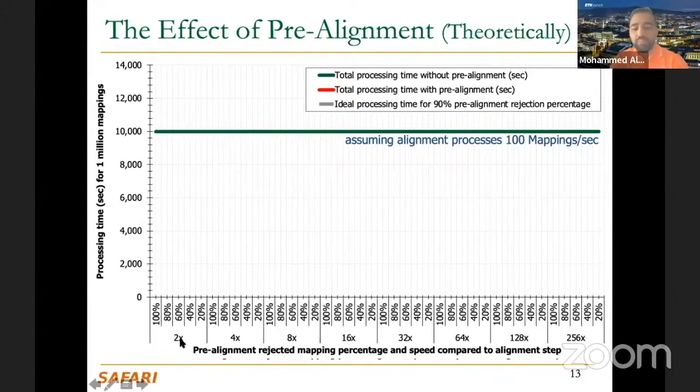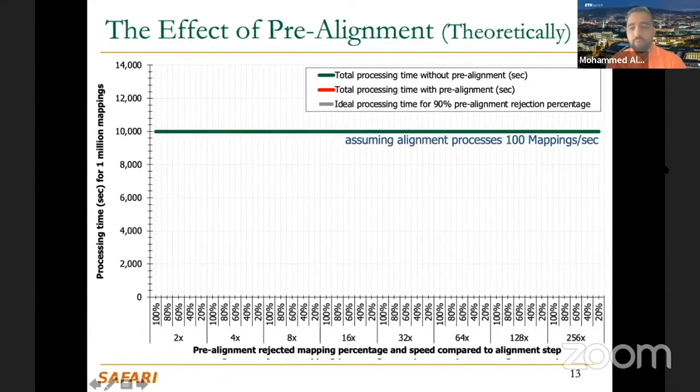The second row is the speed of the filtering compared to the sequence alignment. So the filter is 2x faster than the alignment, or 4x, or 8x, 16x, 32x, and so on. Now the green line, on the y-axis, is the processing time for 1 million mappings. So for example, at this point, we have 10,000 seconds for 1 million pairs, right?